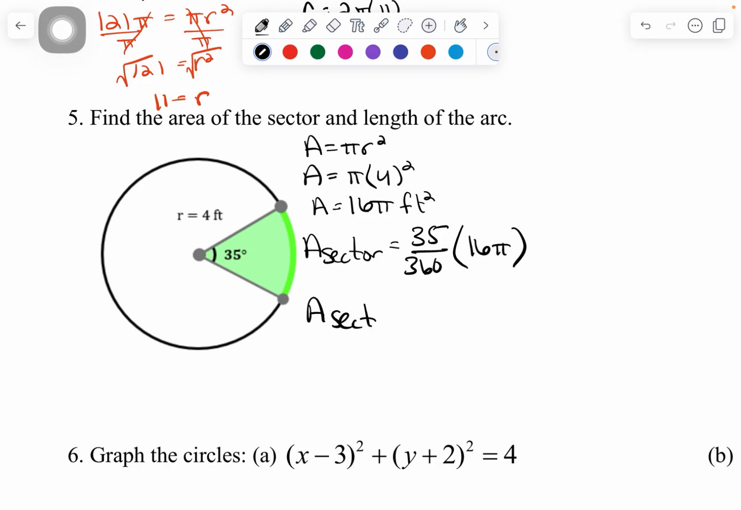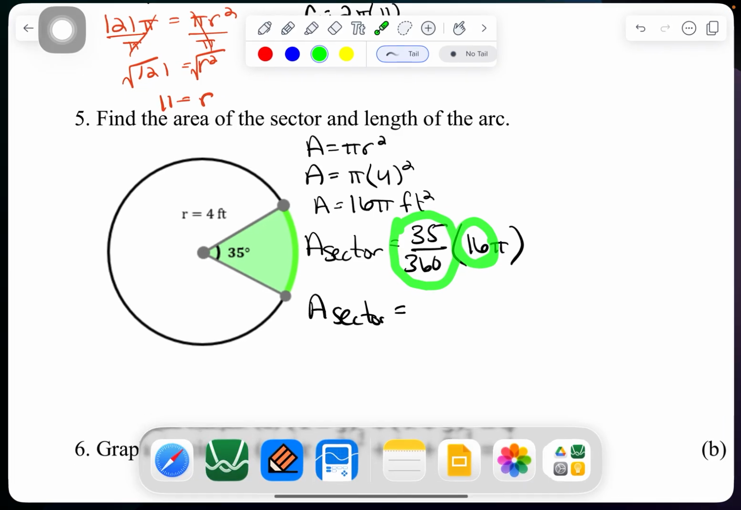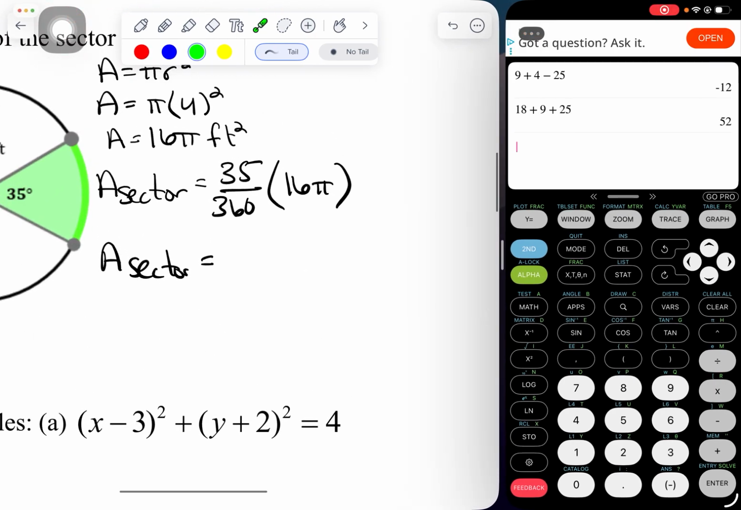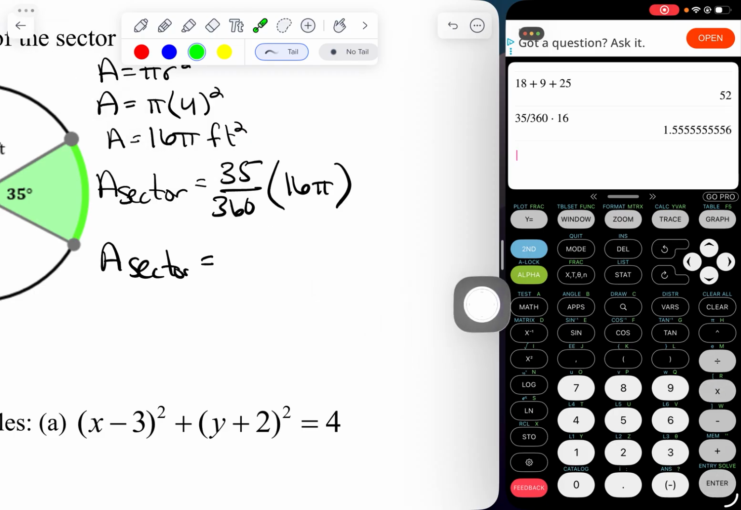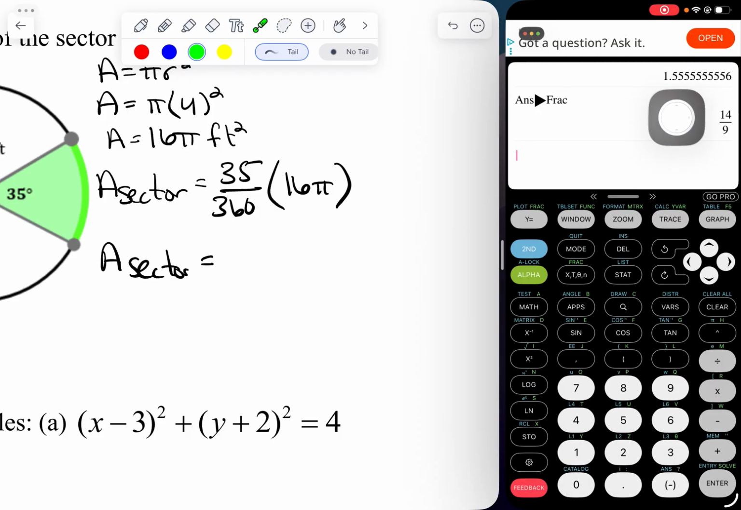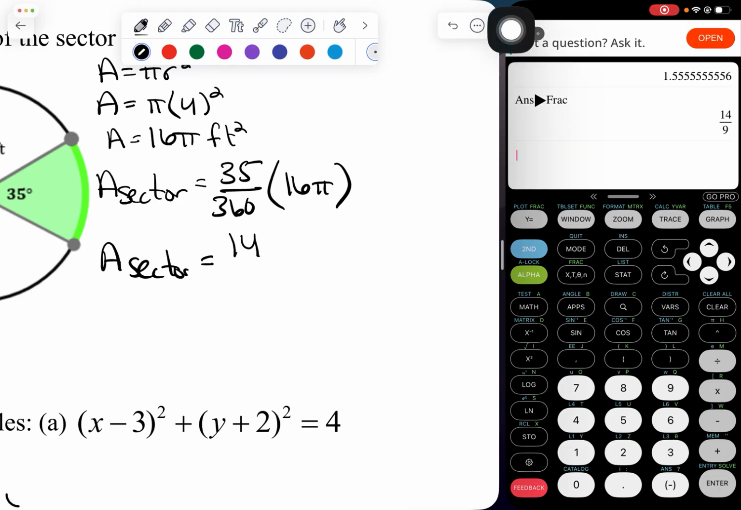So area of the sector equals, now this is going to go in my calculator. And what I'm going to do is do the 35 over 360 times 16. All right. And that's going to get me some probably wacky decimal. So let's see, 35 over 360 times, what did I say, 16 there? Yeah, that's not the best decimal in the world. So I'm going to hit math and then enter. That will convert my last answer. So it's going to take this last answer, convert it into a fraction. So it's going to be 14 over 9 pi feet squared for the area of the sector.